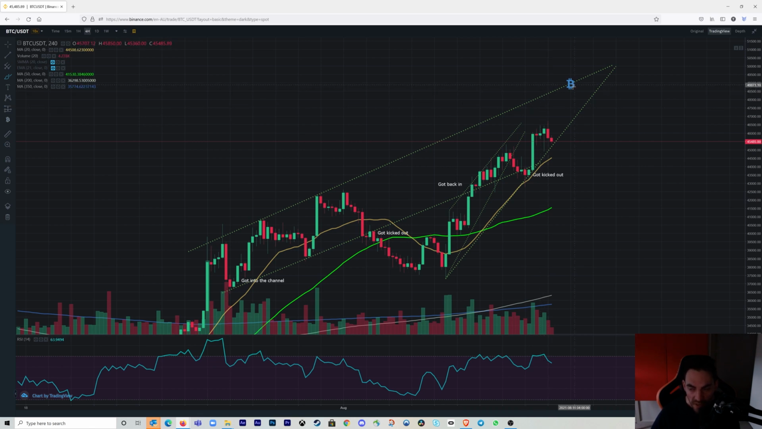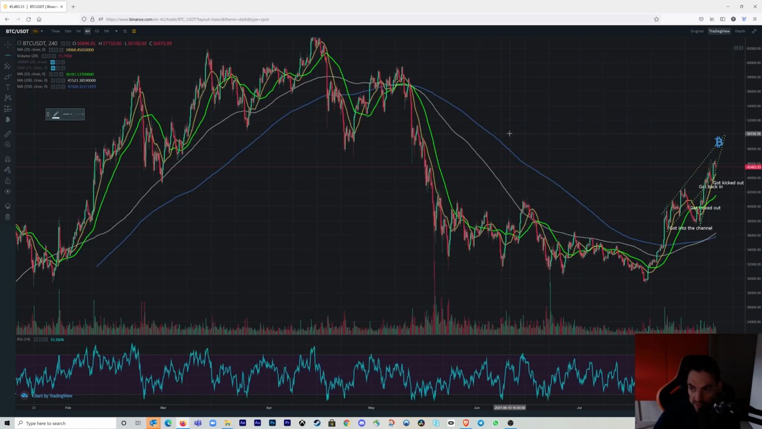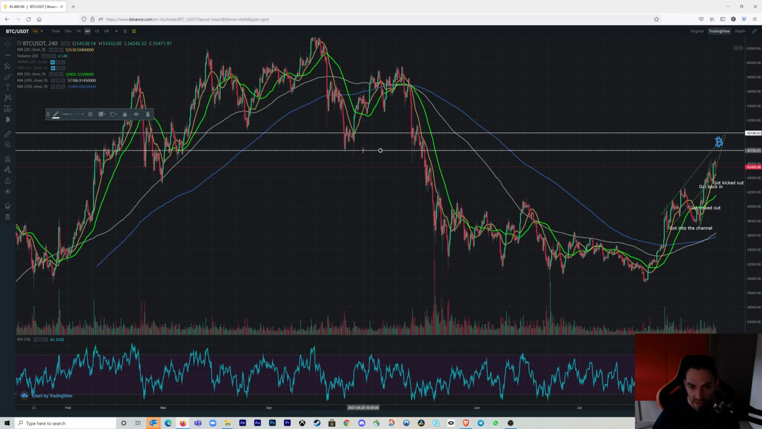However, what I did notice, if you look at this wedge and look at where the wedge is converging at the top, if I draw a line we can see that the top of this wedge does line up somewhere around the neckline of this head and shoulders, so somewhere in this region here. So let's just mark those areas just to give us some possible areas of where Bitcoin may reach to.